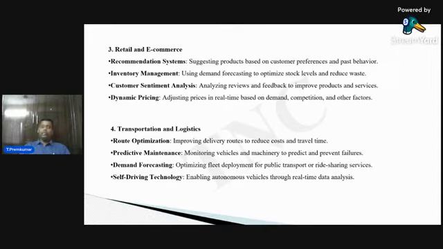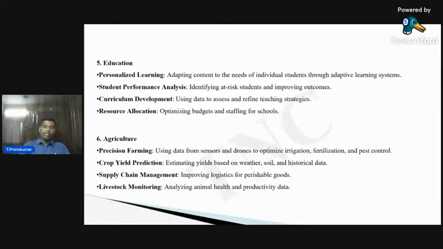The next one is demand forecasting, which is about optimizing fleet deployment for public transport or ride-sharing services. Then the fourth one is self-driving technology, enabling autonomous vehicles through real-time data analysis, which relates to real-time data analytics. The next one is the field of education, where data science is widely used. You can personalize the learning process, improve students' performance analysis, and also go for curriculum development and resource allocation.